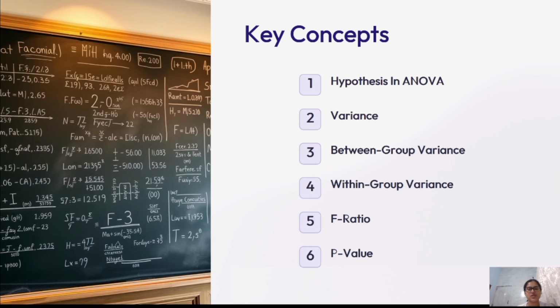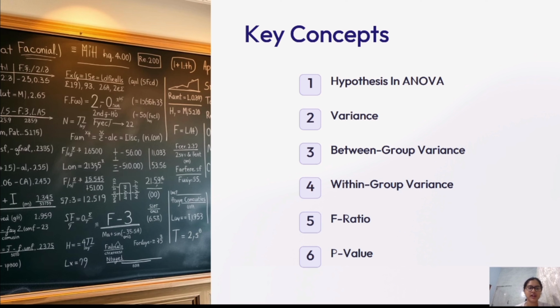The key concepts of ANOVA. Those are hypothesis, between group variance, within group variance, F ratio and P value. Hypothesis. There are two hypotheses, the null hypothesis and the alternative hypothesis. The null hypothesis assumes that all group means are equal, meaning there is no significant difference among them. The alternative hypothesis assumes that at least one group mean is different.